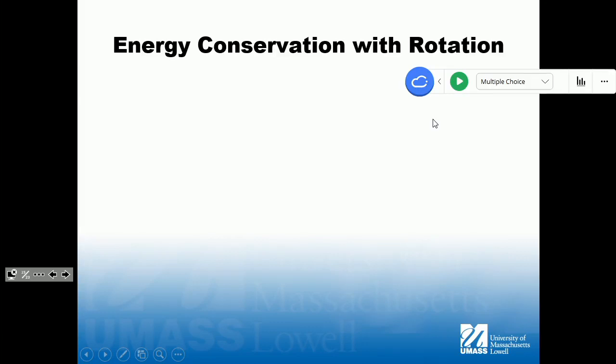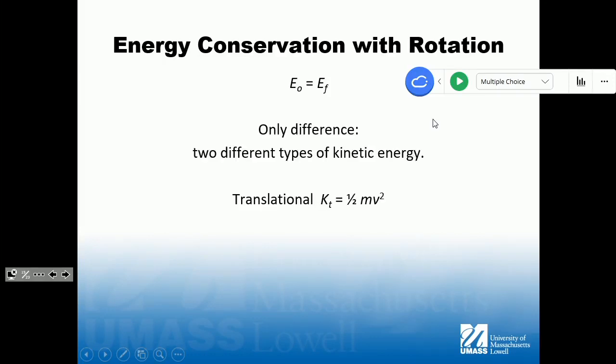Everyone follow that? Okay. Translationally, of course, we typically only have the translational kinetic energy, and that's 1/2 mv squared. Now we're going to add the rotation, which is 1/2 I omega squared.